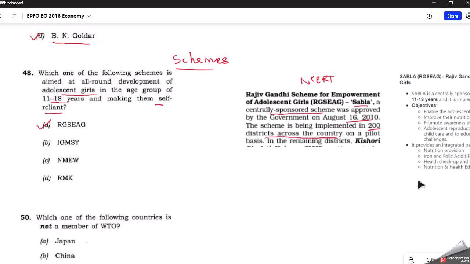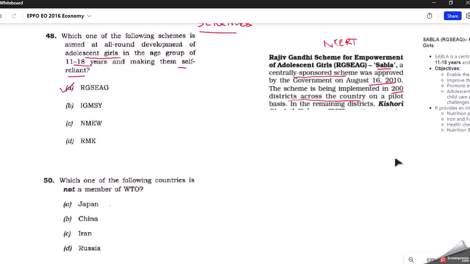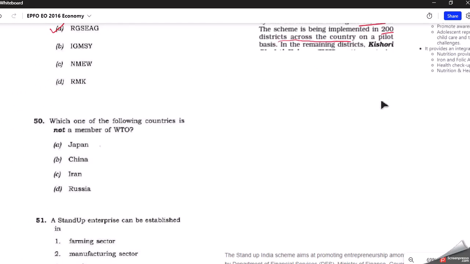Now you can go through the objectives and features of this scheme in case the question is repeated in the examination. Now the next question is, which one of the following countries is not a member of WTO? I have included this question in economy because the World Trade Organization is what we learned basically from the economy point of view, and Iran is the correct answer here. Iran is not a member of WTO. All other options are correct, that is, they are members of WTO.